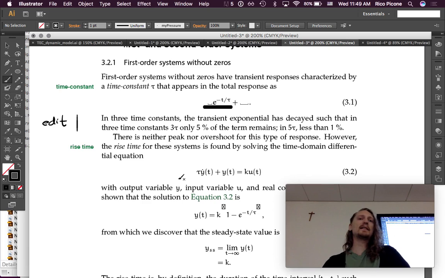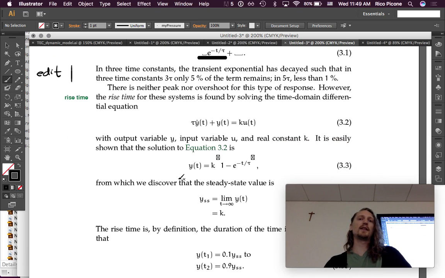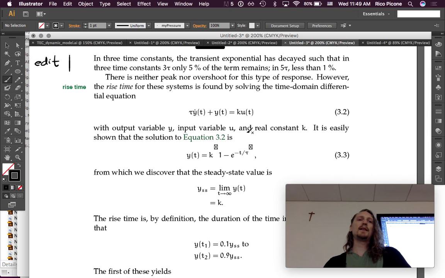However, the rise time for the system is found by solving the first order differential equation 3.2, with output variable y, input u and real constant k. It's easy to show that the solution to 3.2 is this, and you could do this in your sleep. You could solve this differential equation.